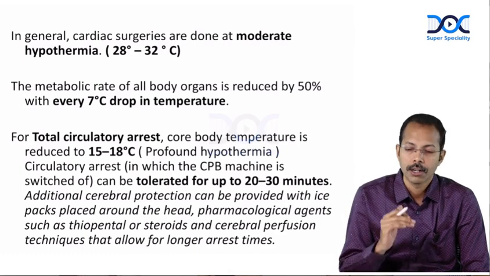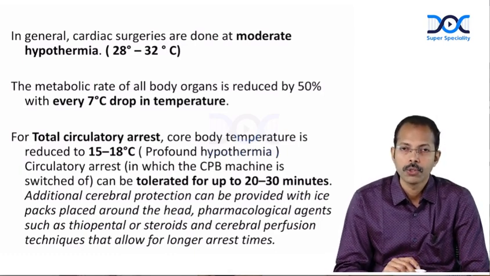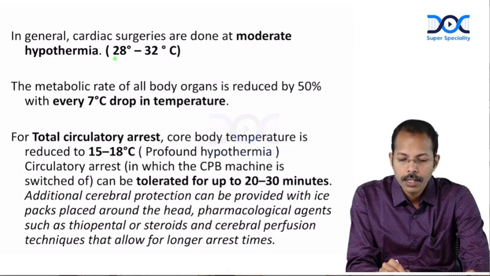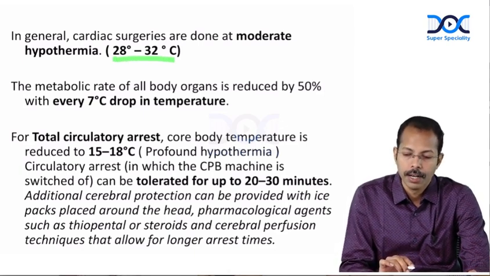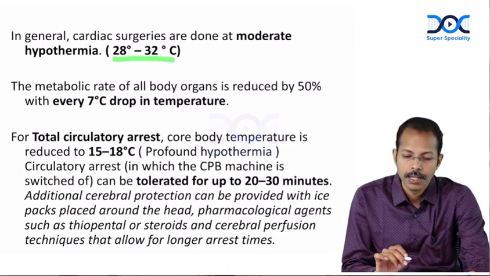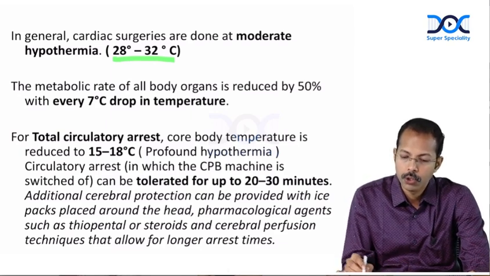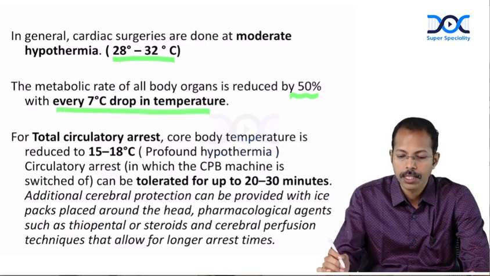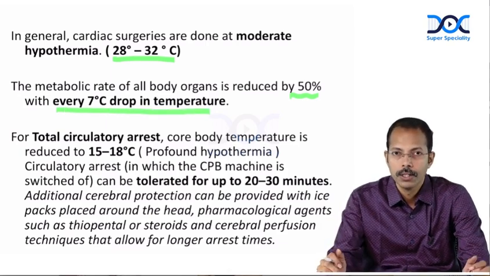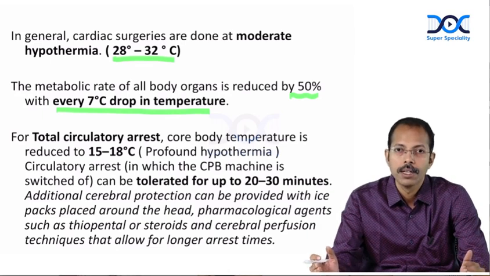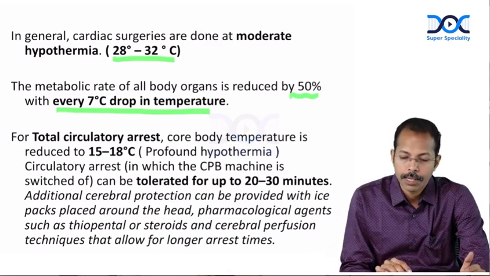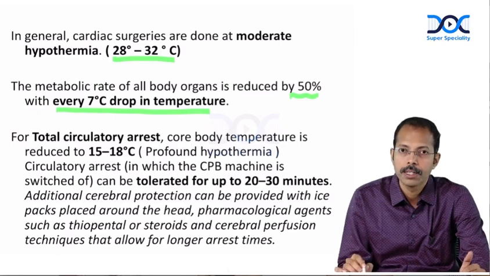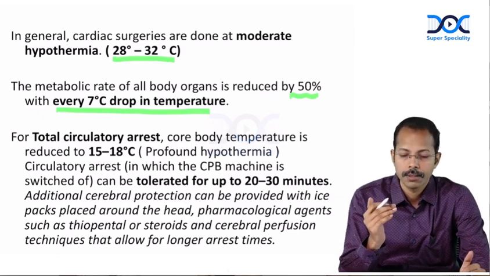So in general, cardiac surgeries are done at moderate hypothermia. So what is moderate hypothermia? It is 28 to 32 degrees centigrade. And the very important MCQ point is that the metabolic rate of all body organs is reduced by 50% with every 7-degree drop in temperature. This is very important. This has been asked in previous years. So this is the mechanism behind hypothermia. To reduce the oxygen consumption by the myocardium, we are inducing hypothermia, and the metabolic rate is also decreasing by 50% with every 7-degree drop in temperature.